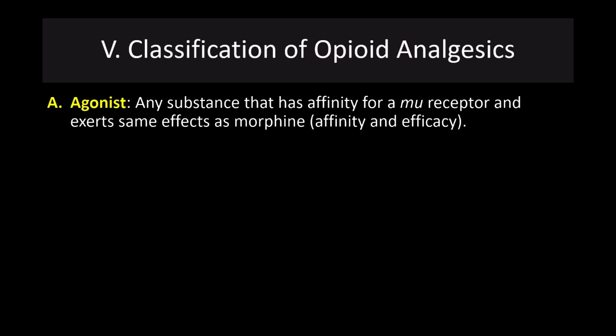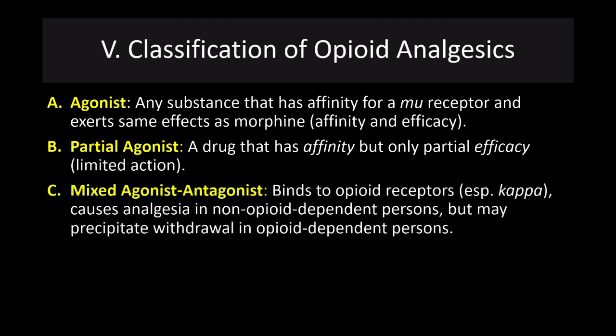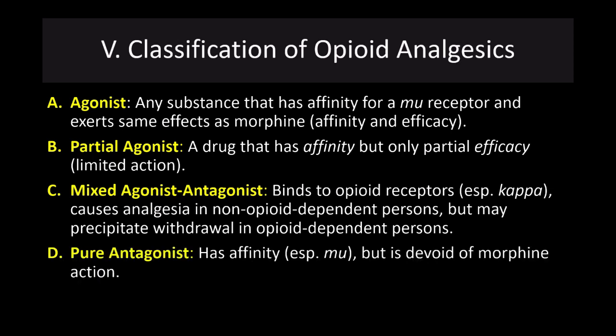How we classify opioid analgesics: first of all, an agonist is any substance that has an affinity for the mu receptor. Partial agonists are those that have an affinity, but only partial efficacy, that is, they have limited action. And that's really important because when we talk about which drugs have a big affinity and efficacy, that's important. Mixed agonist antagonists, they will bind to opioid receptors and cause analgesia in a non-opioid dependent person, but may precipitate withdrawal in an opioid dependent person. And then we will talk about pure antagonists.